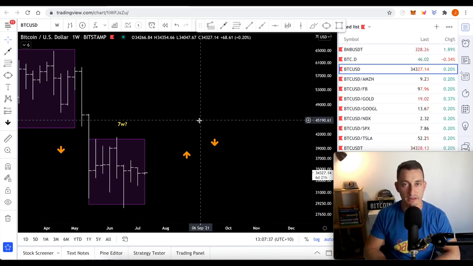Today we're looking at accumulation and distribution zones on Bitcoin. How long might these last and what might happen next?